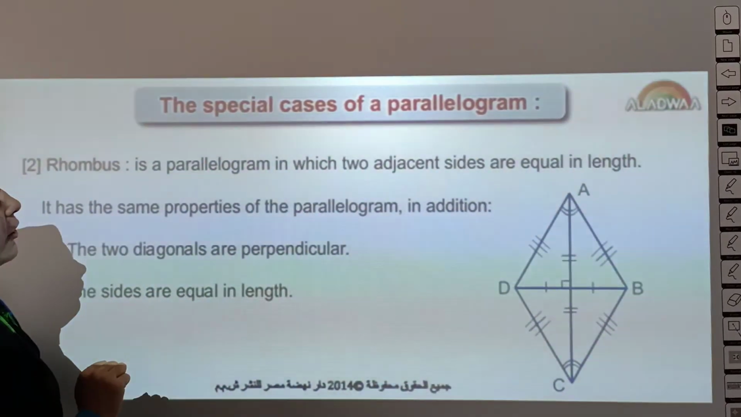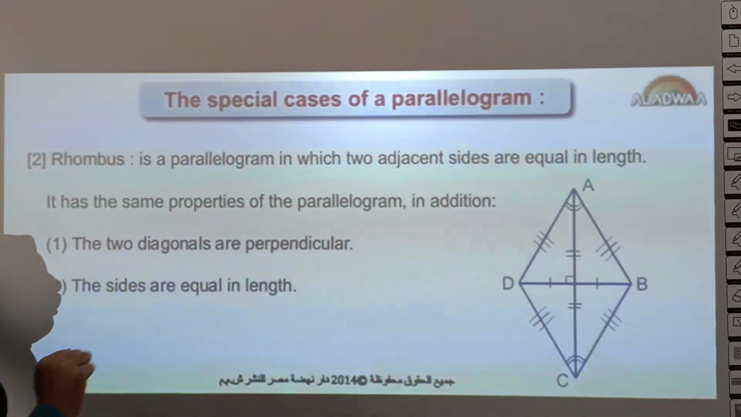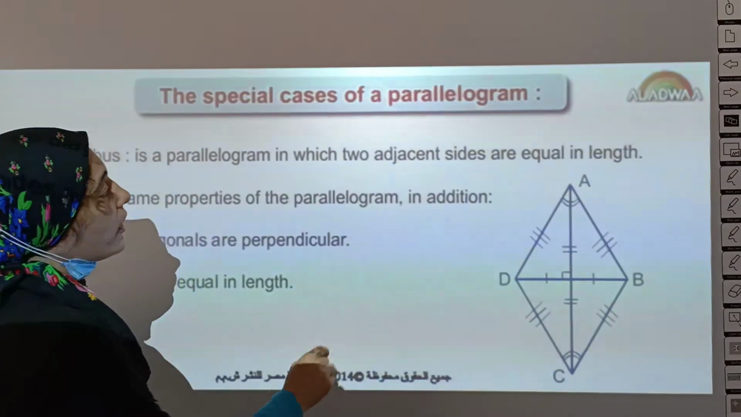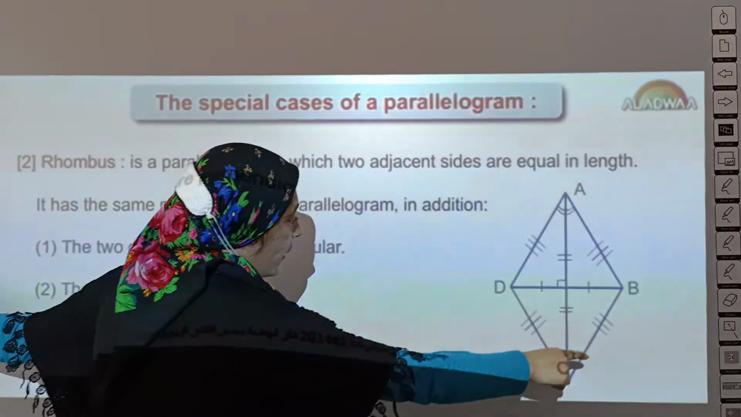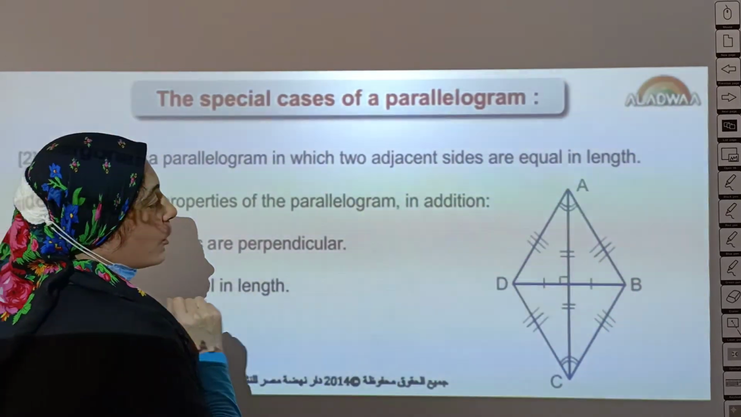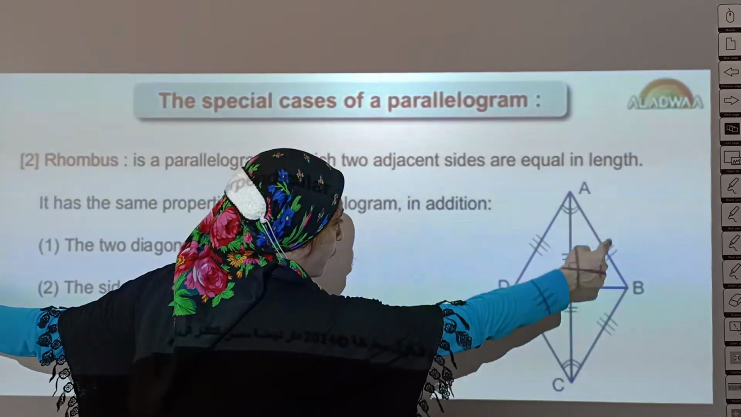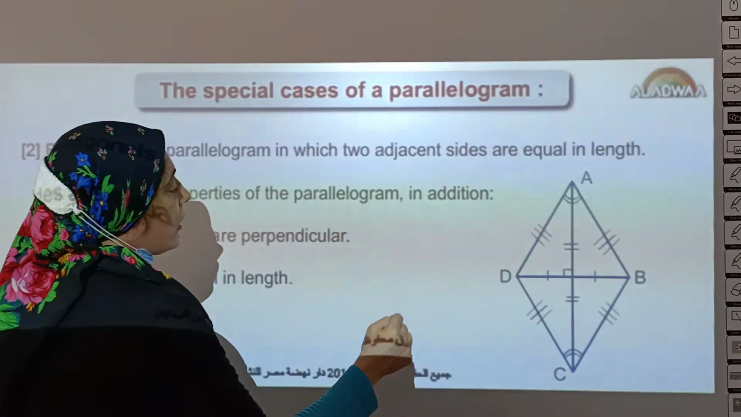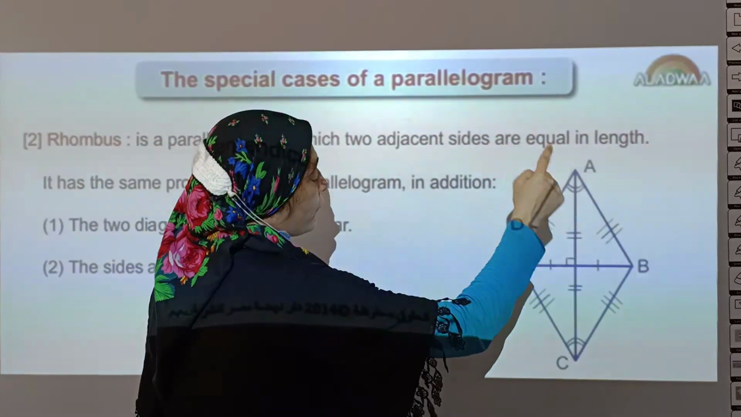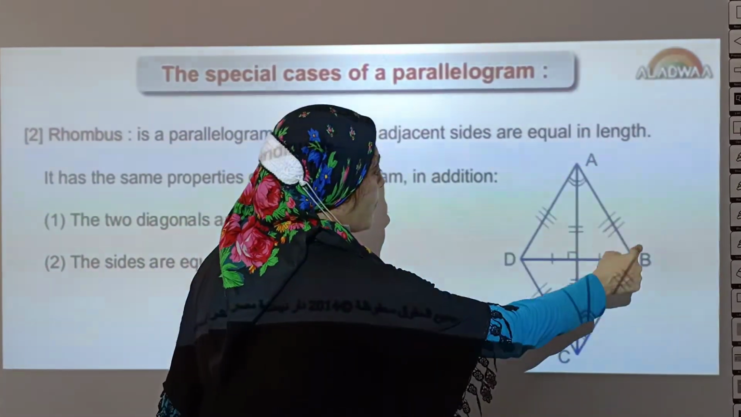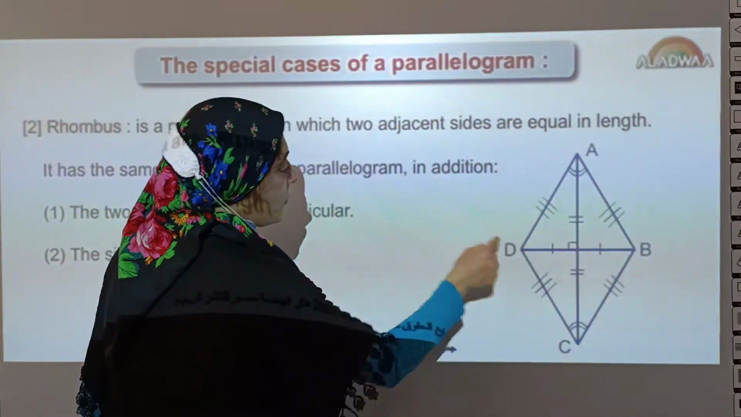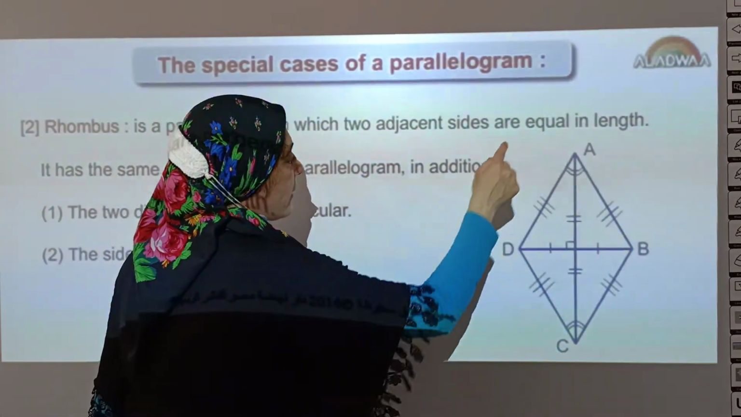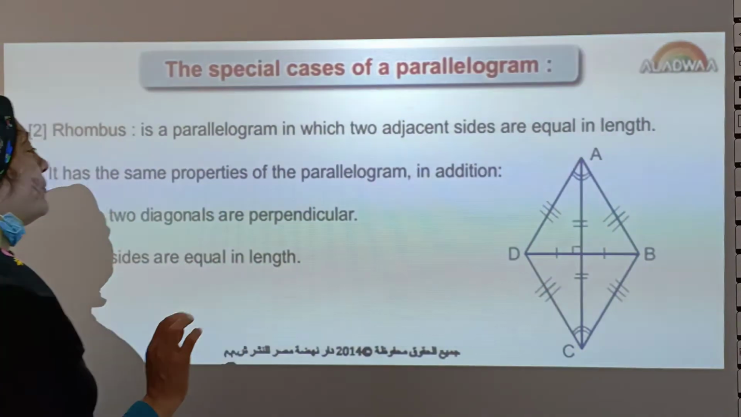A rhombus is a parallelogram in which two adjacent sides are equal in length. Two adjacent sides, as AB and BC, BC and CD, CD and DA, and so on.